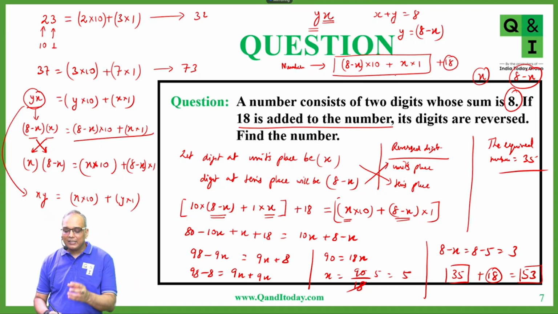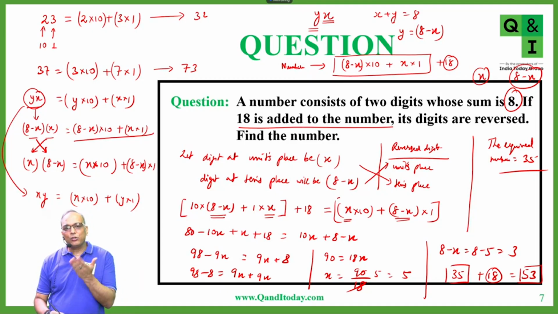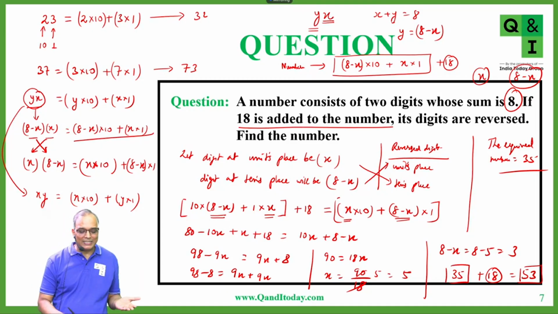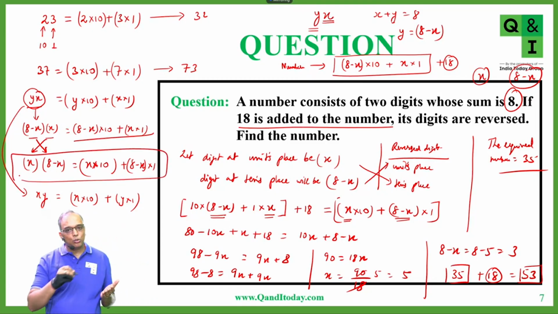Now when I add 18 to this number, the digits get reversed. That means the digit at the units place will come at tens place. So the digit at unit place was x, it will come at tens place, right? As it is happening here. And the digit at tens place will go to units place.